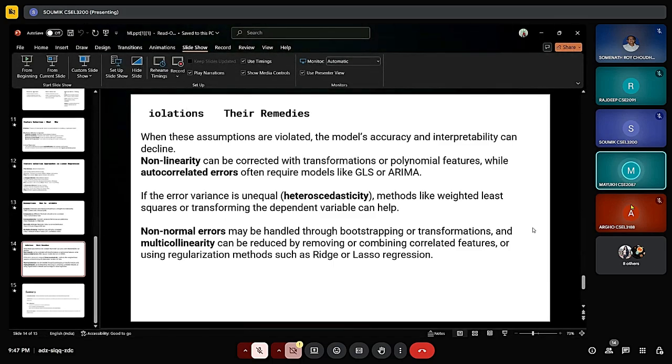Violations and their remedies. When these assumptions are violated, the model's accuracy and interpretability can decline. Non-linearity can be corrected with a transformation or polynomial features, while auto-correlated errors often require models like GLS or ARIMA. If the error variance is unequal, heteroscedasticity, methods like weighted least squares or transforming the dependent variable can help. Non-normal errors may be handled through bootstrapping or transformations, and multicollinearity can be reduced by removing or combining correlated features or using regularization methods such as ridge or lasso regression. Next slide, please.